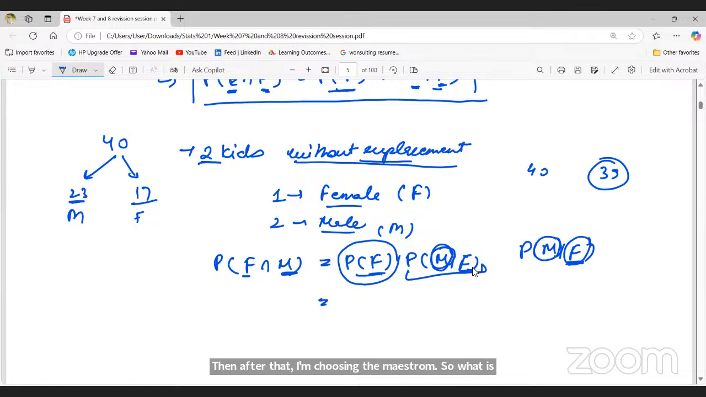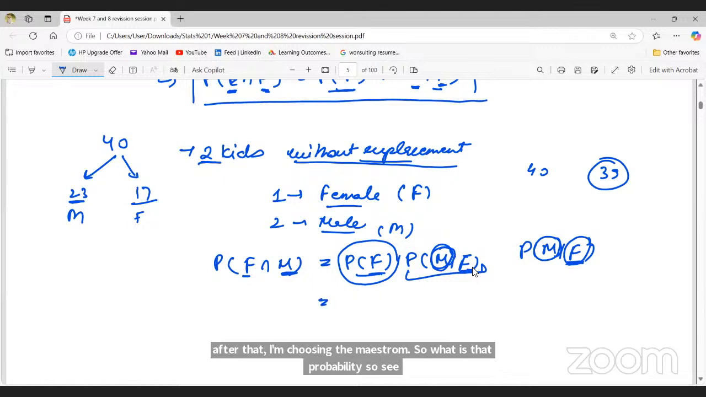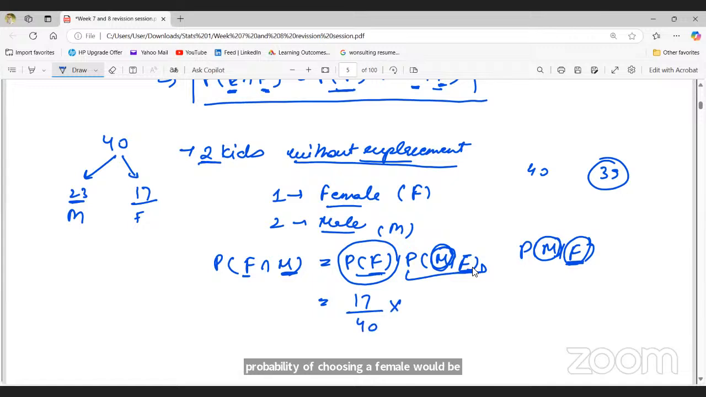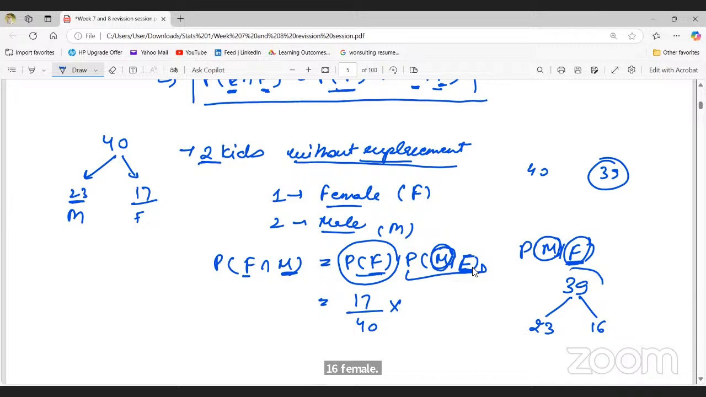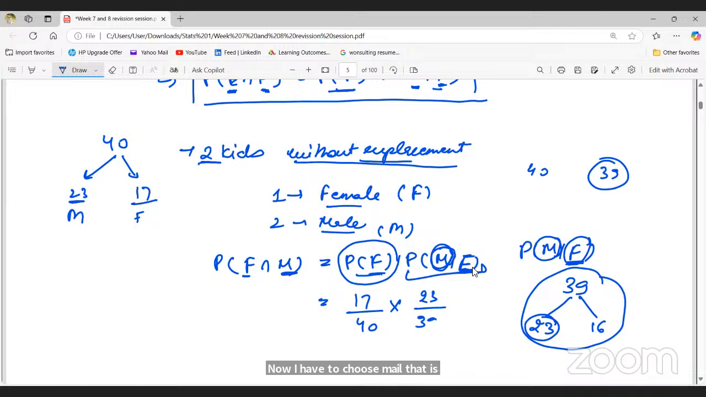See, probability of choosing a female would be 17 from 40, correct? Then the probability, given that I have already chosen a female: one student is already chosen, so a total of 39 students are there. In that we have 23 male and 16 female, right? Now I have to choose male, that is 23 male from the 39 students, correct?